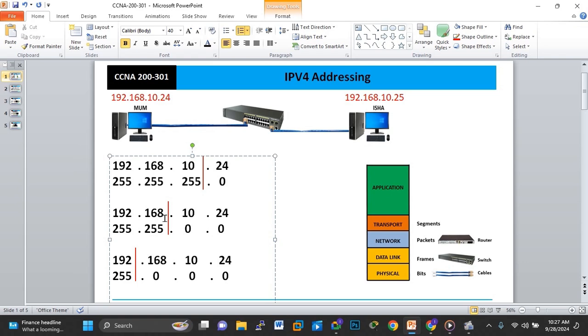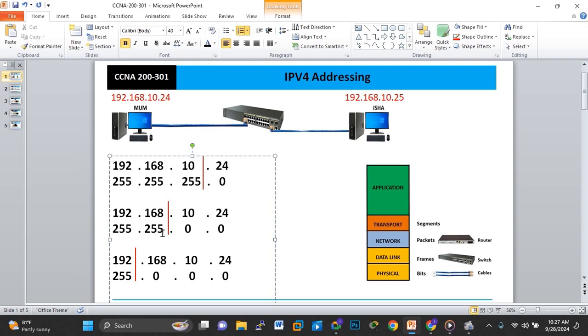Now 192.168.10.24. The demarcation line now is between the 168 and 10. So you need to be aware when the subnet mask changes. Now we can see the subnet mask has changed, so the demarcation line changed to between 10 and 24. Now when we move to the second example, the subnet mask numbers change to 255.255, just two, not three.